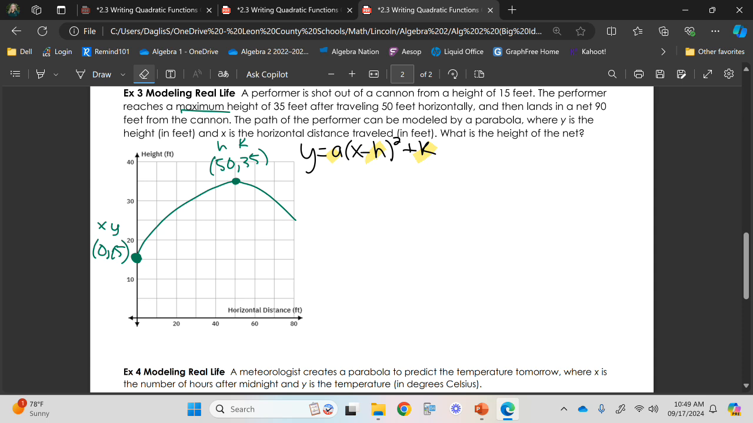Okay. What am I going to plug in for Y? 15. What gets plugged in for A? Nothing. Good job. You didn't fall for my trick. What gets plugged in for X? 0. What gets plugged in for opposite H? Negative 50. Good. We're going to square that. And then what is K? 35. Gorgeous.